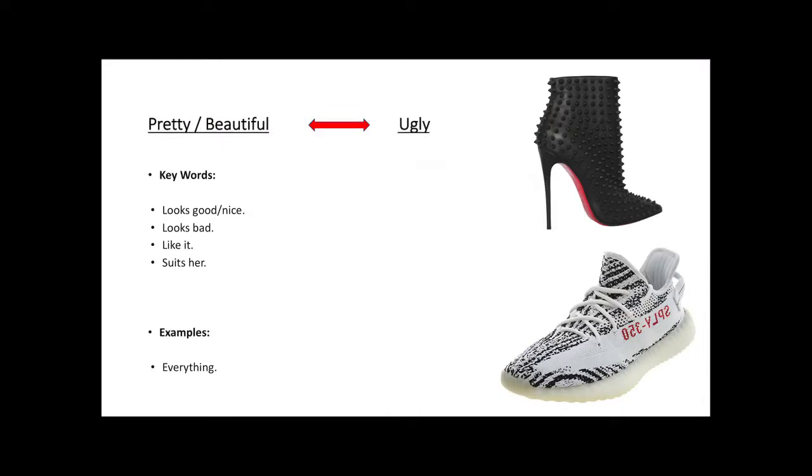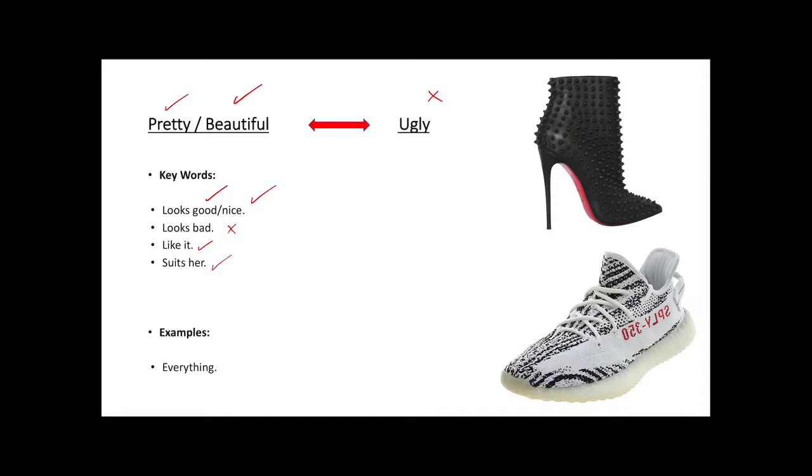Okay. Our next set is pretty or beautiful. We can use these to describe people, animals, clothes, pictures, all sorts of different things. And we know that pretty and beautiful is a good thing. It looks good, it looks nice. I like it, it suits her. All of these are good things. The opposite to pretty and beautiful is ugly. Ugly meaning looks bad, it's not beautiful.